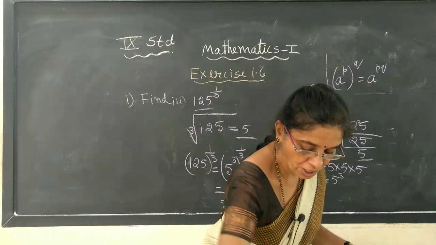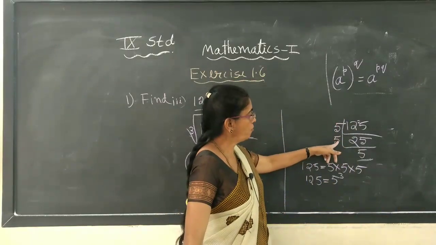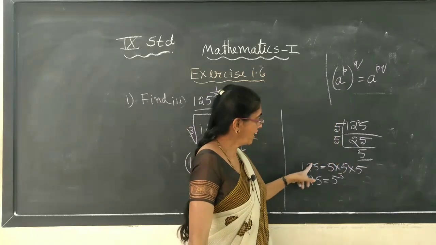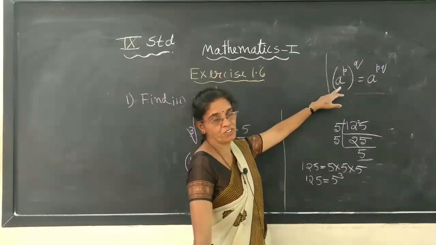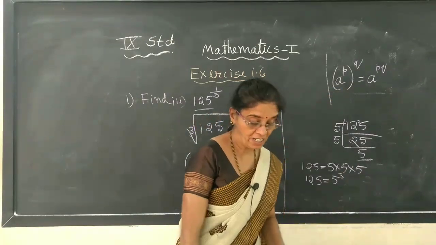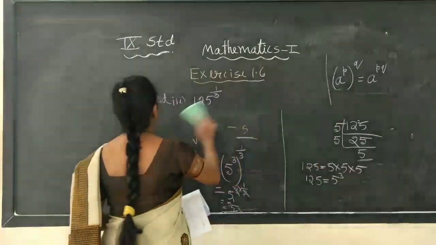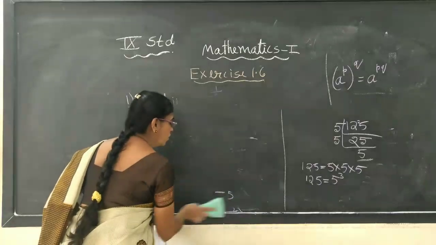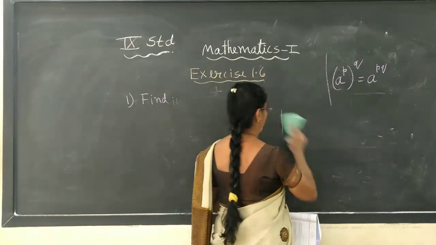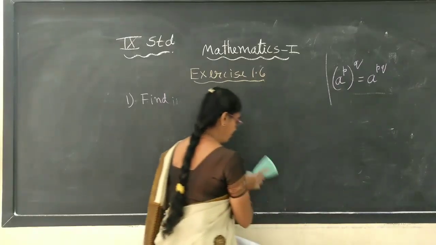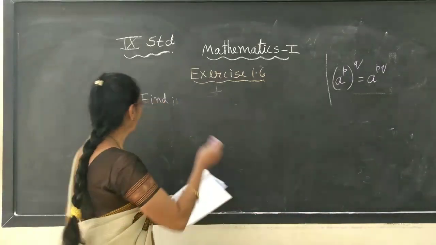I hope you understood how to simplify the given number by dividing it by the same number if possible, so that you can write the given number in exponential form, then apply this rule, and you will get the answer easily. Now an exercise, the same exercise, second one. Again you have to find the value or simplify, whichever way they give, and find the answer.